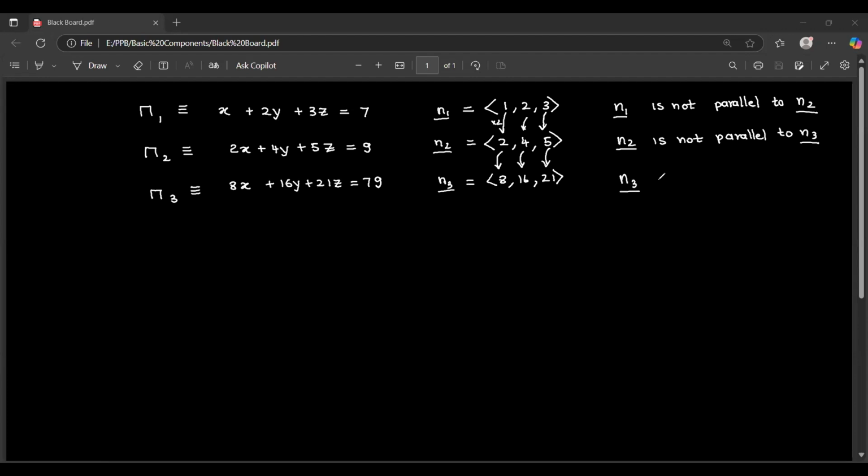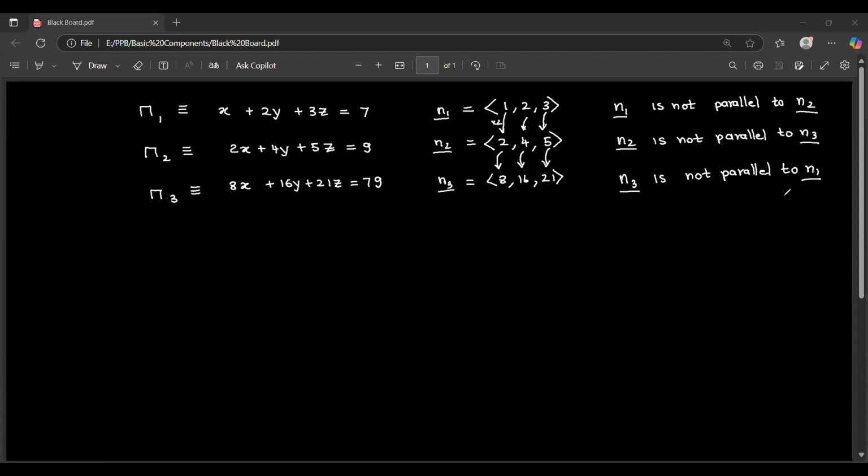Similarly, I can say n3 is not parallel to n1. Here also I'm multiplying. N3 is not parallel to N1. How can I see that? Well, to go from 1 to 8, I have to multiply by 8. Well, 2 to 16 also fine. 2 into 8 is 16. 3 into 8 is equal to 24, not 21. So they are not parallel to each other.